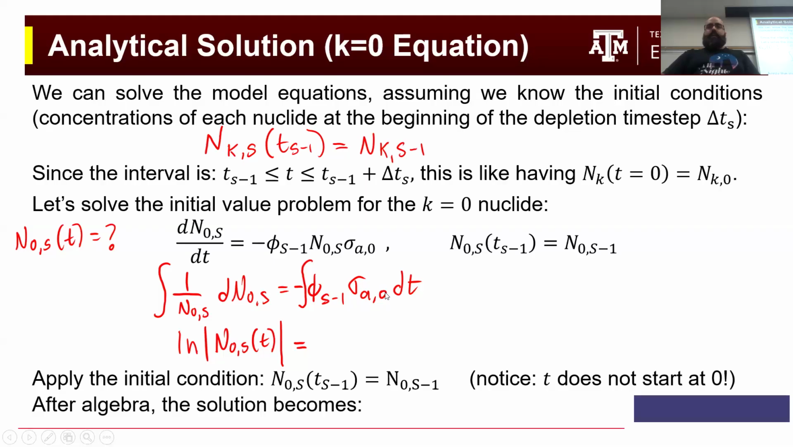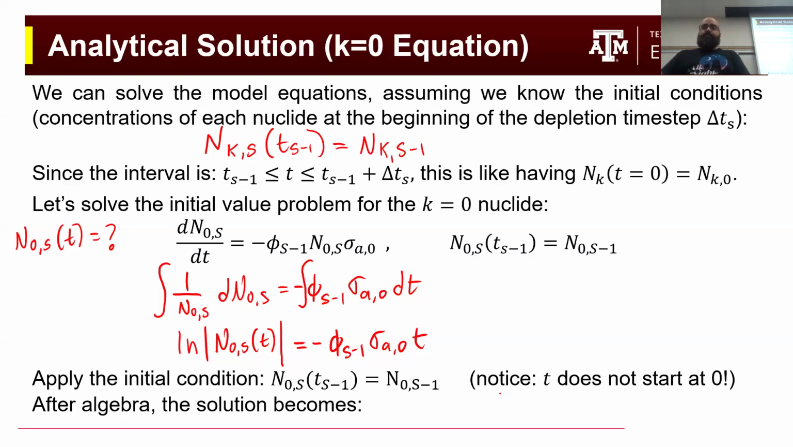And on the right-hand side, I'm basically just integrating a constant with respect to time. If I integrate a constant with respect to time, I just have this constant and I pick up a factor of t. So this is going to say minus phi of S-1 times sigma_a0 times the variable t. And these were indefinite integrals, so when I integrate both sides, what else do I need? You need a constant of integration. So I'll say plus C.